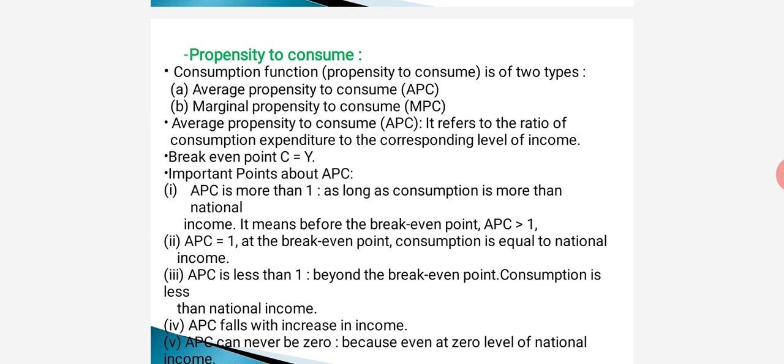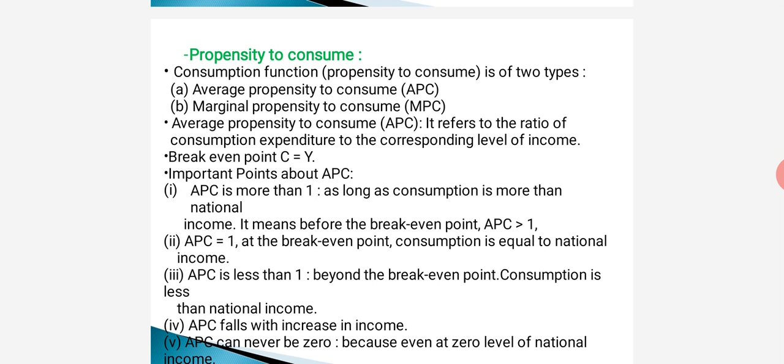Propensity to consume is of two types: first, average propensity to consume, and second, marginal propensity to consume. Let us talk about the two one by one. First, average propensity to consume refers to the ratio of consumption expenditure to the corresponding level of income. It is C upon Y, the ratio between consumption and income.